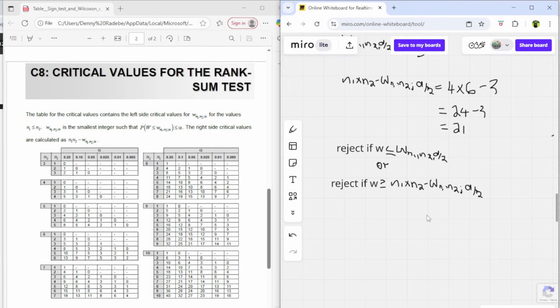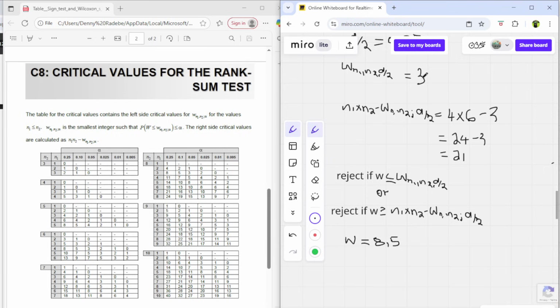So this is our decision rule because it's two-sided. Remember W was equal to 8.5. Let me just write it again here. W is equal to 8.5. Now, if W is in between these two numbers, this and this, you do not reject. So you can see that W is 8.5, so W is not less than 3 and W is not more than 21. So in this case, you're going to say do not reject the null hypothesis.